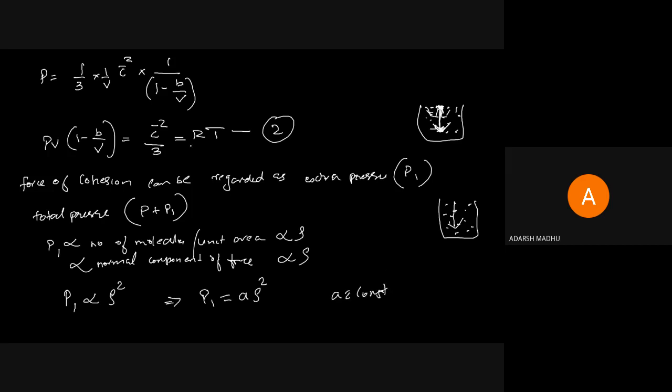A and B are constants. So the total pressure is P plus P1. By substituting P plus P1 here, we get P into 1 minus B by V equal to C bar square by 3 equal to RT. This is our equation.